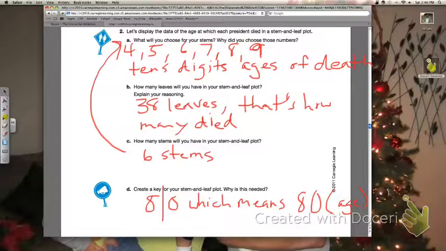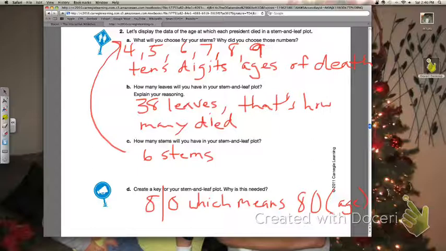Alright, let's take a look at the answers that you came up with for number 2. For letter A, the stems that you want to use are 4, 5, 6, 7, 8, and 9, because those are the numbers in the tens digit in the table for all the ages of each president's death. If you take a look at letter B, you're going to use 38 leaves because there are 38 former presidents in the chart, and each former president listed has died. So that's how many have died. There are 38 leaves in your stem and leaf plot.